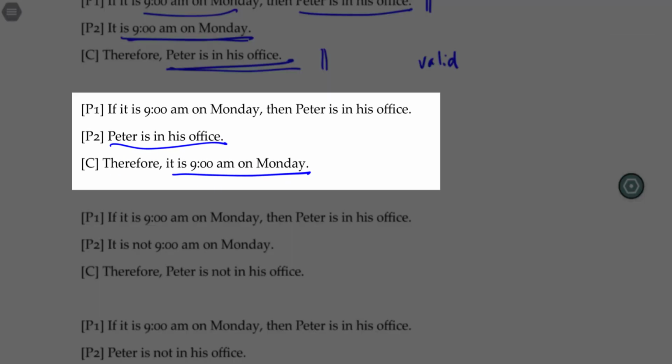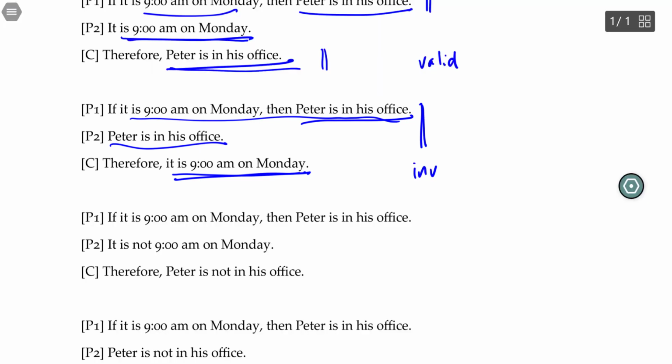Okay, now here we have the same rule. The rule is in force, but premise 2 tells us that Peter is in his office. And the conclusion is it's 9 a.m. on Monday. So you can probably see that even if these two premises are true, the conclusion doesn't have to be true. We can have our rule, Peter can be in his office, but it might not be 9 a.m. on Monday. It might be 2 p.m. on Wednesday or whatever. So this argument is invalid.